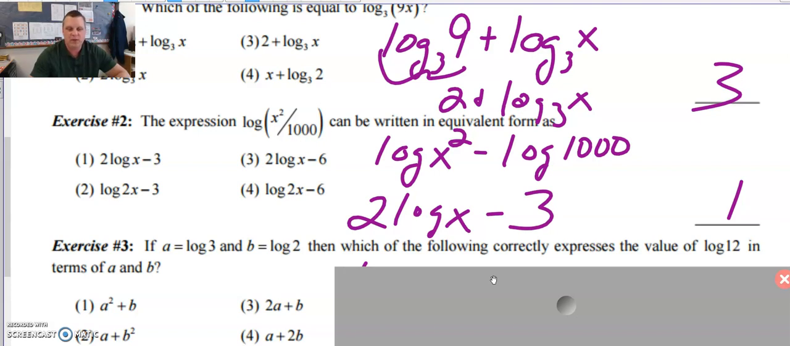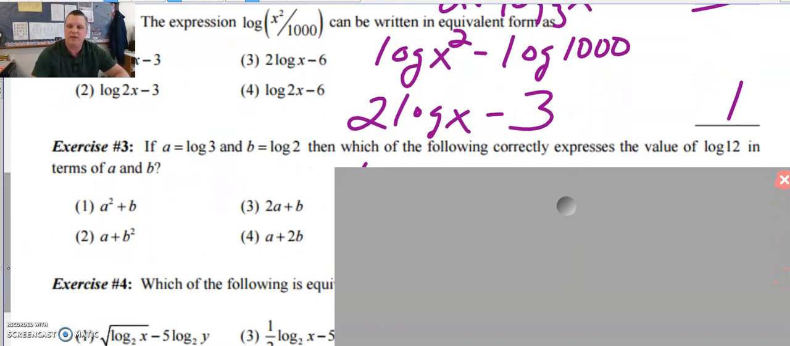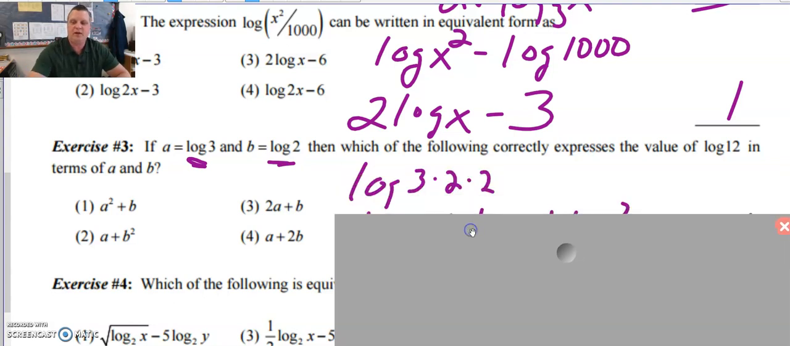Another way that they show it is they represent logs as variables. So a equals log 3, b equals log 2. Then which of the following correctly expresses the value of log 12? We want to break log 12 down into log 3s and 2s. So the first thing we do is rewrite 12 as log of 3 times 2 times 2. 3 times 2 is 6, times 2 is 12.